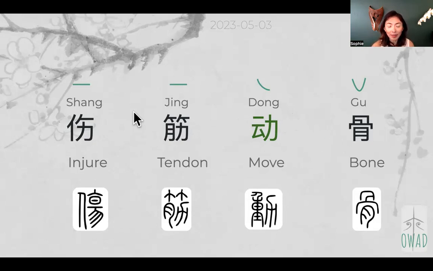伤筋动骨 is basically talking about an injury, where your tendons are injured, and when we say 动骨, we say moved, like your shoulder joint got displaced, disjointed, something like that. So it's moved out of its usual place. So 伤筋动骨, 伤 is the character that I want to re-understand.